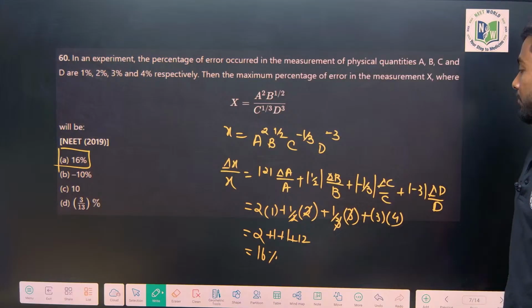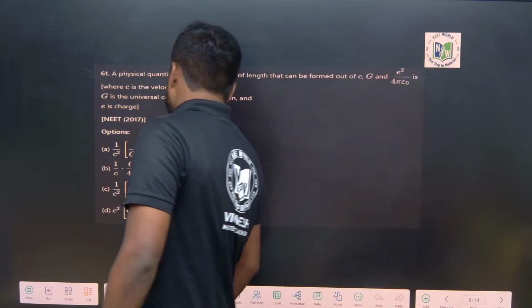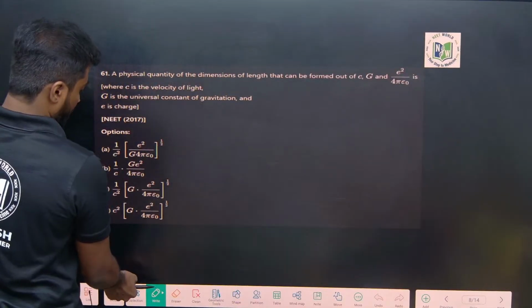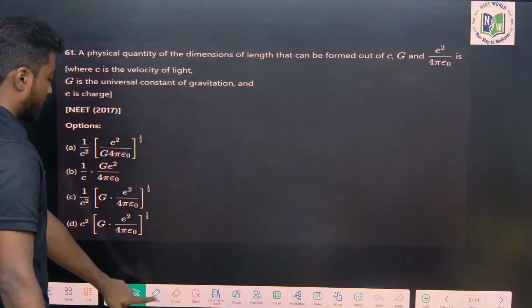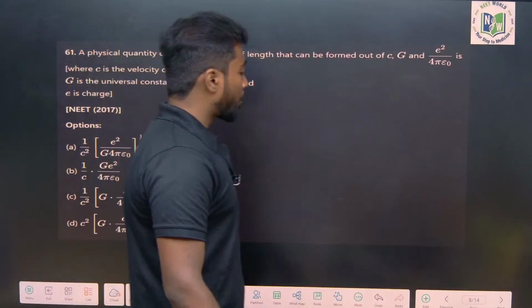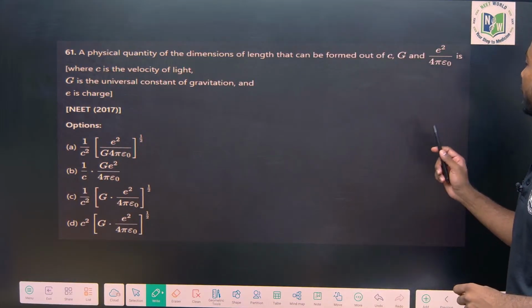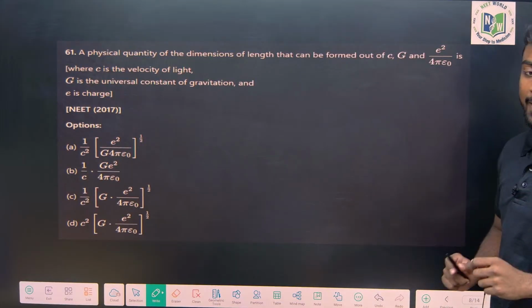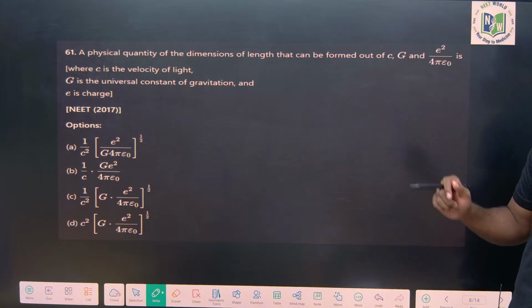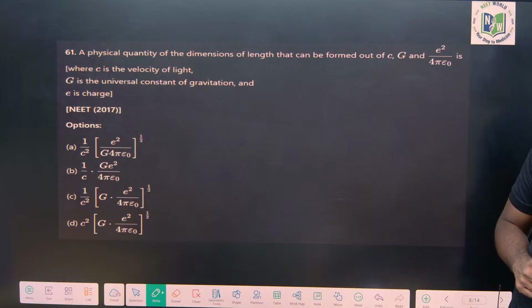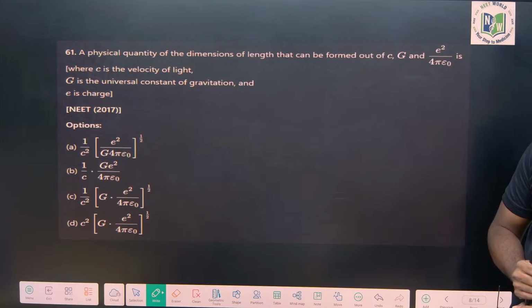We'll go for the next question. Look into the question once. A physical quantity of the dimensions of length can be formed out of C, G and e square by 4 pi epsilon naught, where C is the velocity of light, G is the universal constant of gravitation and e is the charge.